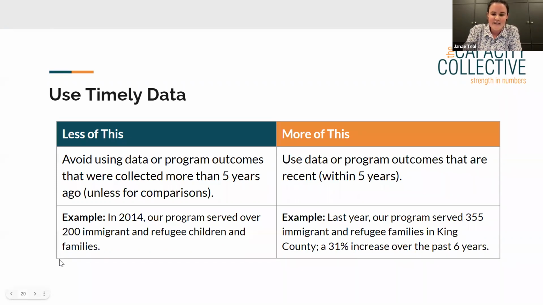The next thing that you need to make sure that you do is use timely data. So avoid using data or program outcomes that were collected more than 5 years ago, unless you are making comparisons. For example, doing less of this is, in 2014, our program served over 200 immigrant and refugee children and families. So this data is a bit outdated.